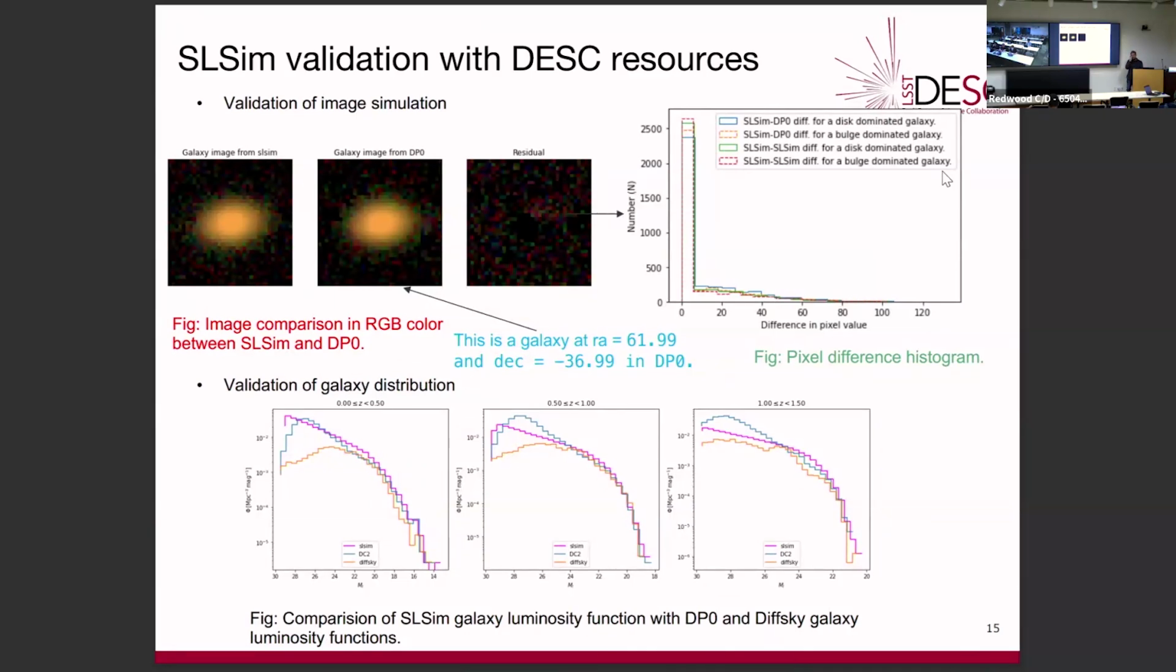Another verification that we did is validation of the galaxy distribution. For this, we compared the luminosity function of the galaxy population simulated using SLSim and the luminosity function of DC2 galaxies and also Deep Sky galaxies, in different redshift bins, and you can see these luminosity functions are matching very well with each other. So that verifies we are doing well with the galaxy simulation too.